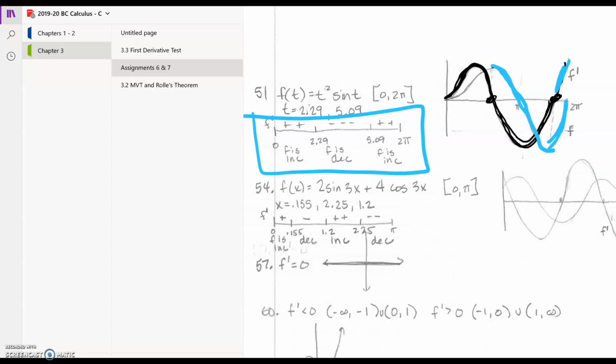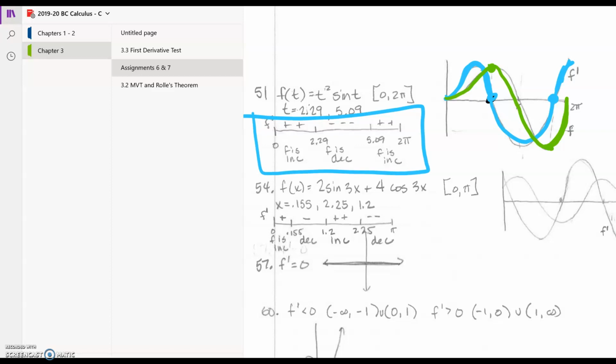And again, I'm looking at the graph of this derivative, which is right here, and saying it's positive. Oop, I used a pronoun. The derivative is positive. The derivative is negative. The derivative is positive. And then what that means for the function itself, where the derivative is positive, the function is increasing. Where the derivative is negative, the function is decreasing. And where the derivative is positive, the function itself is increasing.